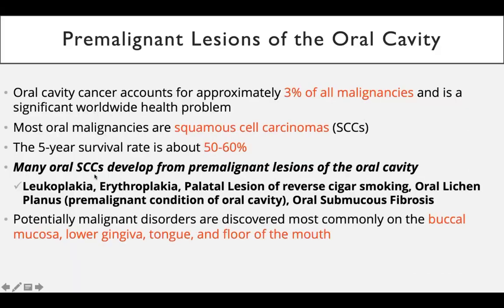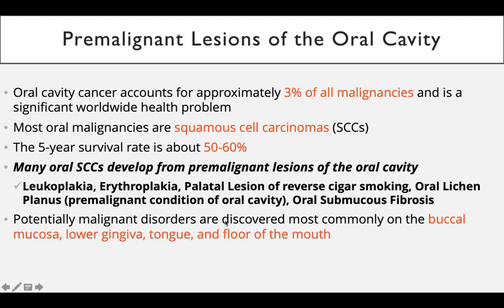So most oral squamous cell carcinoma develops from pre-malignant lesions of the oral cavity, which include leukoplakia. Leuko means white. Erythroplakia. Erythro means red. Palatal lesion at the palate of reverse cigar smokers. Oral lichen planus, this is a condition, not a lesion. And then oral submucous fibrosis, OSF or OSMF. These are some of the pre-malignant lesions.